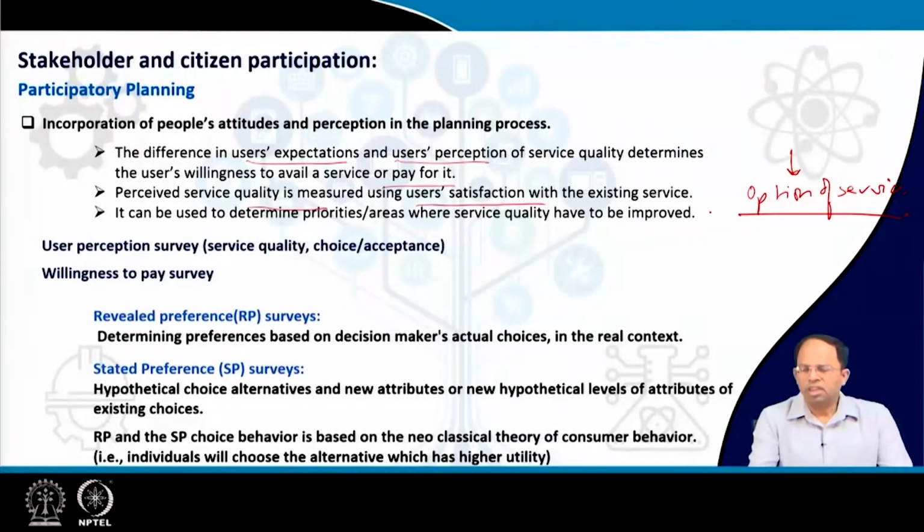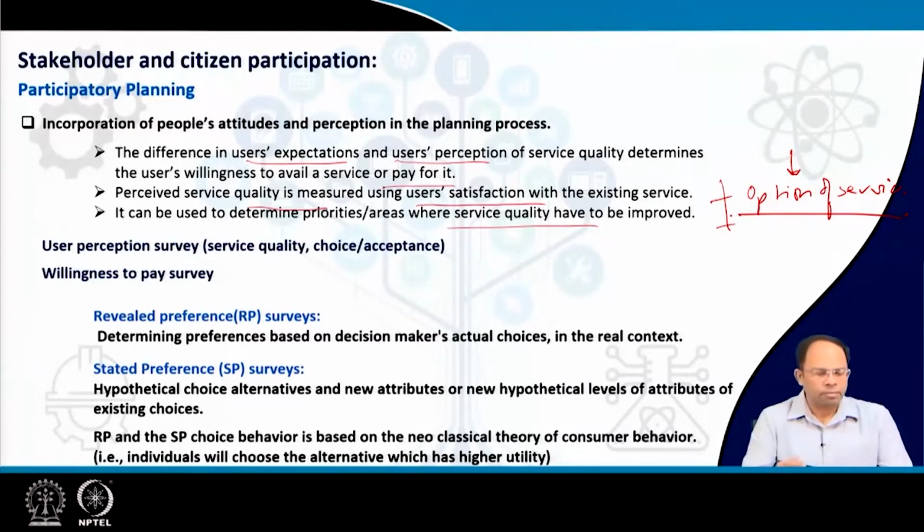So, both these techniques, determining user satisfaction or taking their opinion about which option to provide, could be utilized to determine priorities, or rather relative priorities, or areas where service quality has to be improved. Both of these, taking perception about different service aspects or taking their opinion about which option to be provided, can help us in determining relative priorities among the different options or among the different services.